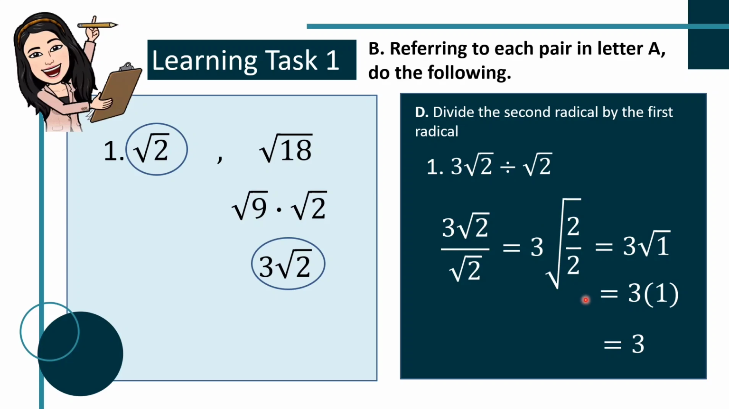Or, pwede naman, class, kapag parehas na sila ng radical, pwede naman natin yang i-cancel. So, ang natira na lang ay 3. Maliwanag? Okay.